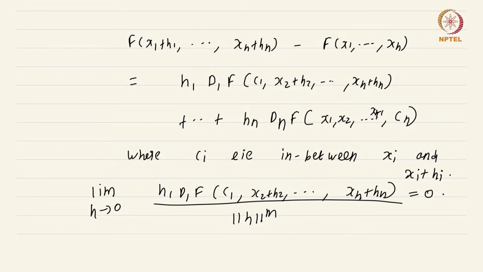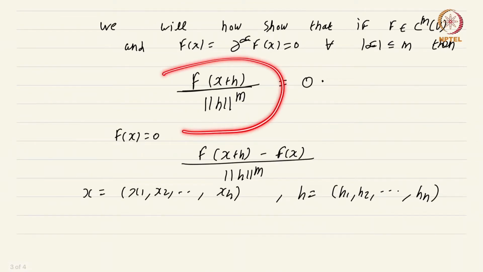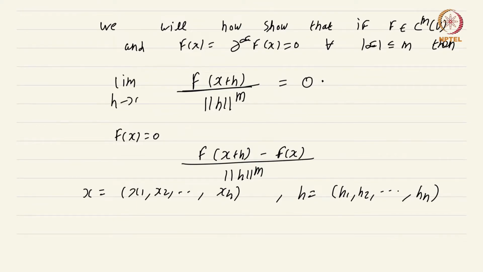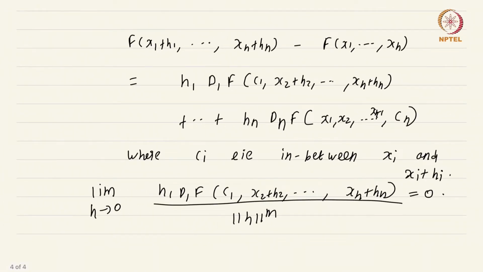This will in fact show the claim that we want, because ultimately our aim is to show that this f of x plus h by norm h power m goes to 0. So of course I have forgotten limit h going to 0 here, sorry about that. So our aim is to show that limit h going to 0 f of x plus h by norm h power m equal to 0. There is an f of x that I have tackled on here because that's just 0, and we have evaluated the numerator using this long expression. So if you can show that each one of these terms divided by norm h power m goes to 0, then we are actually done.